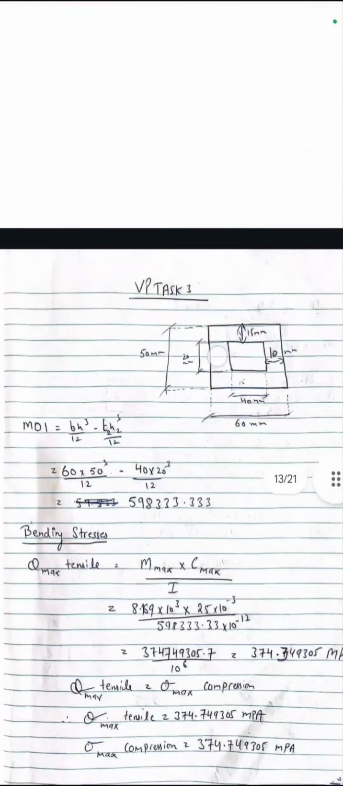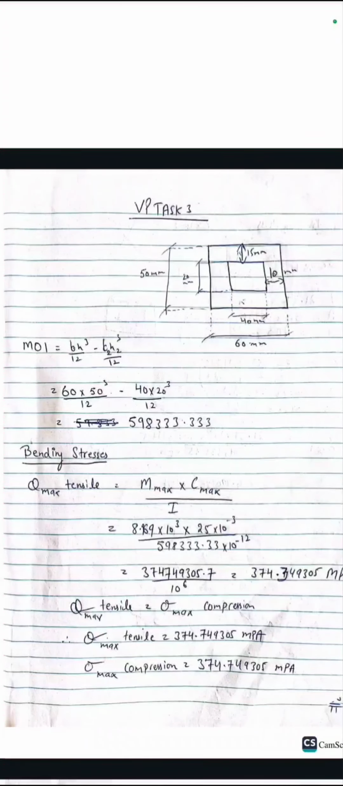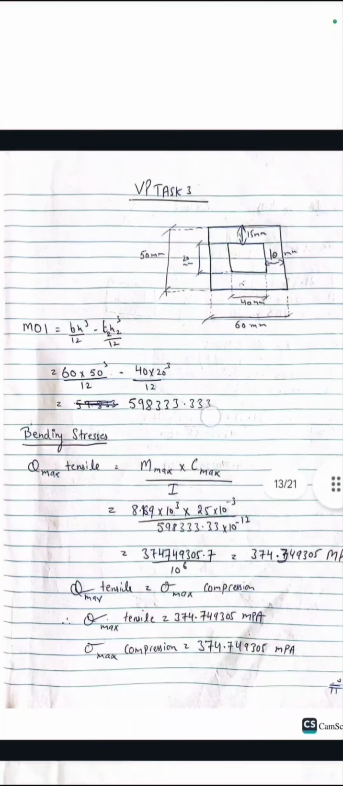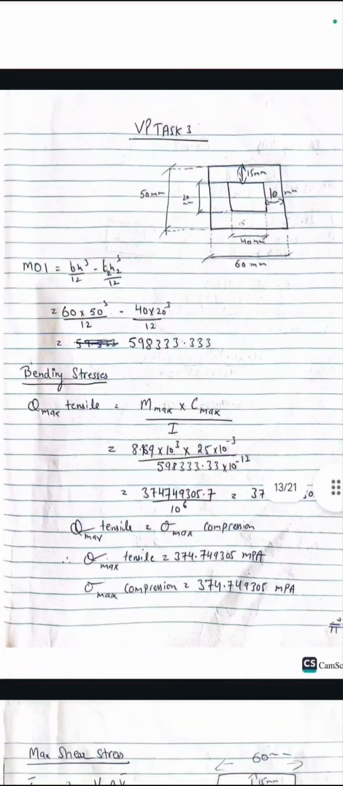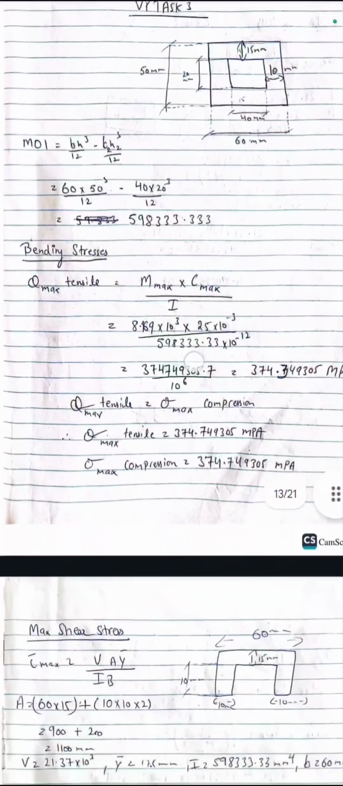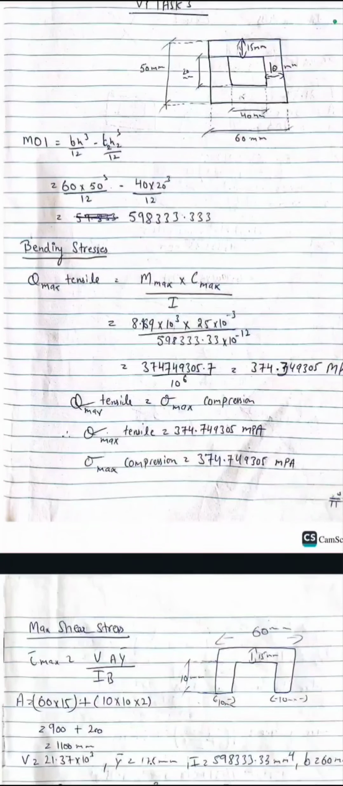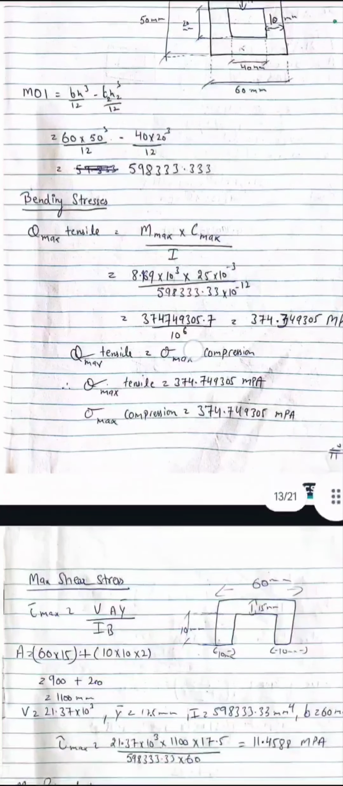And we go ahead. So this is a structure that Sri and I decided on. So I calculated the moment of inertia of the structure as told by Sri Sir, and we hereby use the formula to calculate the bending stresses. So the bending stress max tensile is equal to M max times C max over I, and I got the value of M max from my previous task that I did.